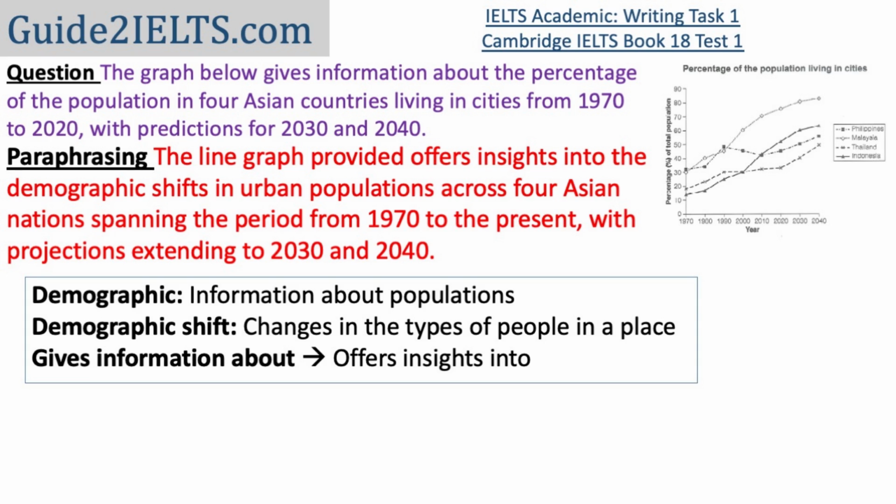For example, if more young people start living in a town, that's a demographic shift. These can be used in Writing Task 1 Academic whenever the question has anything to do with the population of a country, and this word can also be useful in Writing Task 2.